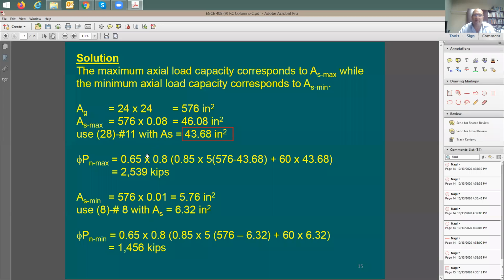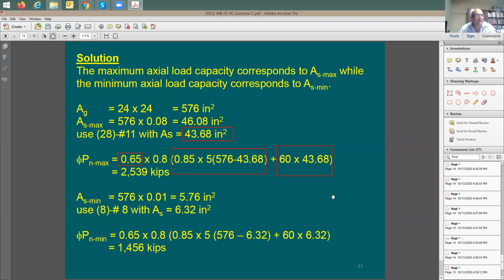Okay, now let me run my equation. Here's the phi factor, the 0.65. This gave the 0.8 for a small eccentricity factor. Here's the concrete strength, and this is going to be the steel strength. How about the steel strength first? I'm going to do it because it's simpler. It's going to be 43 square inches times 0.68 times 60, F sub Y. So done with this.